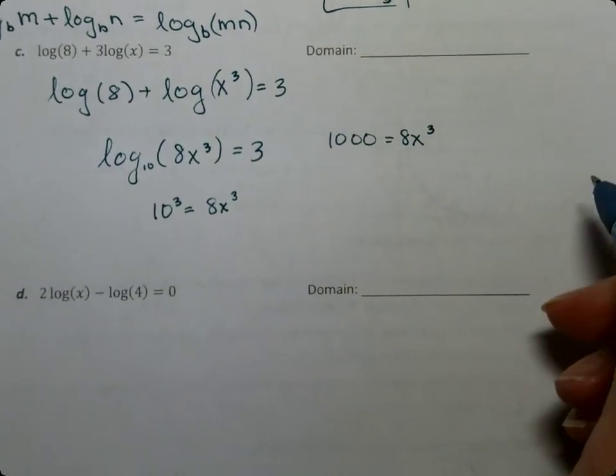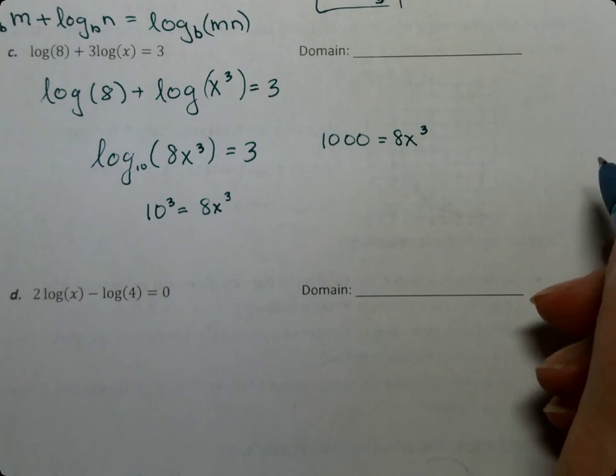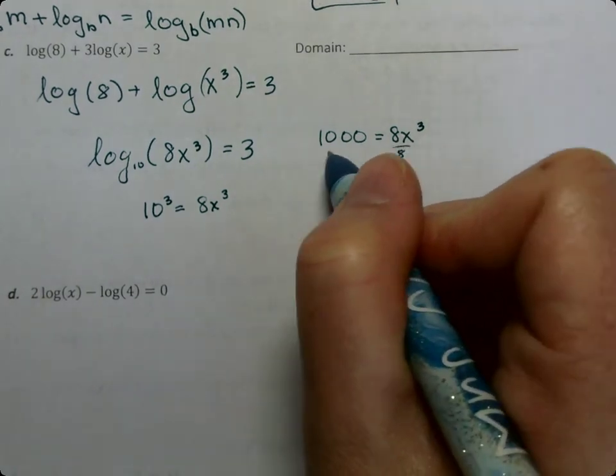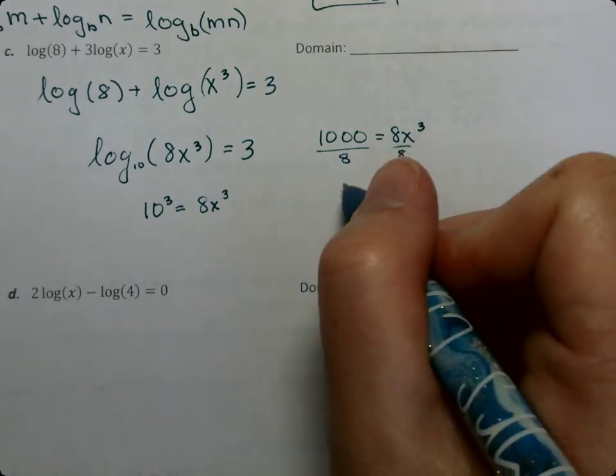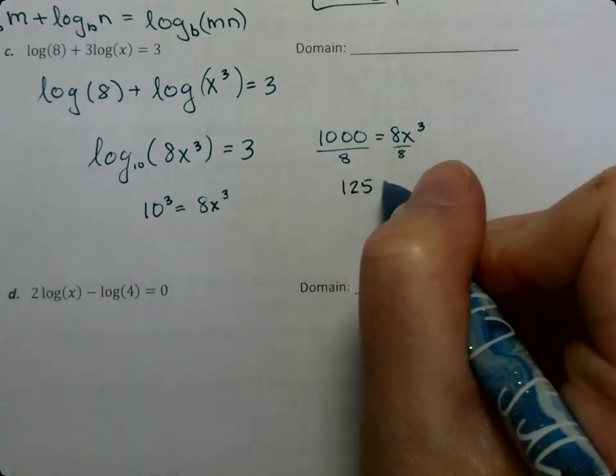Now how do I solve this? Just basic divide by 8. What's 1,000 divided by 8? Is it 125?